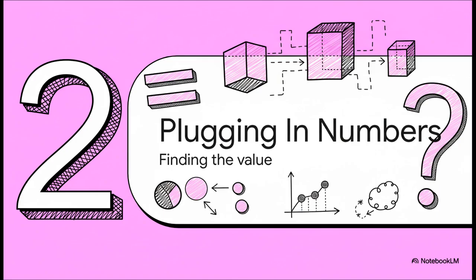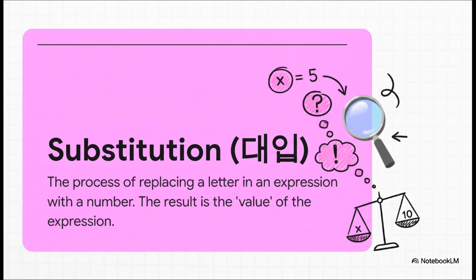Awesome. You're doing great. So we know how to write these new expressions. But what's the point? Well, here's where it all comes together. Now we're going to learn how to actually use them to find answers. We do this by plugging in the numbers we know. Now, this plugging in process has an official math name. It's called substitution. But again, don't let the fancy word fool you. It literally just means we take our variable, our little placeholder letter, and we swap it out for an actual number. And that final answer you get at the end, we call that the value. Simple.